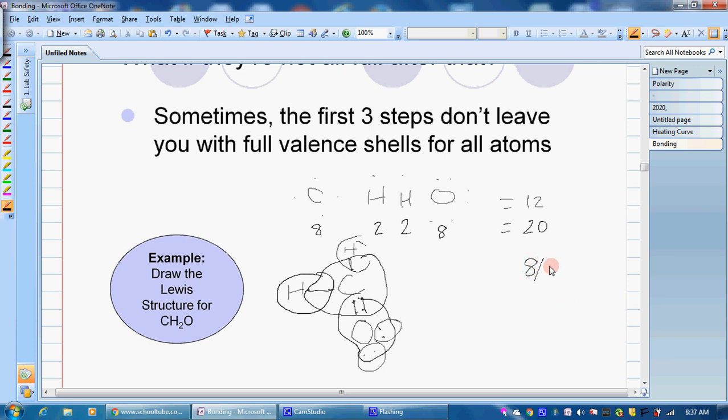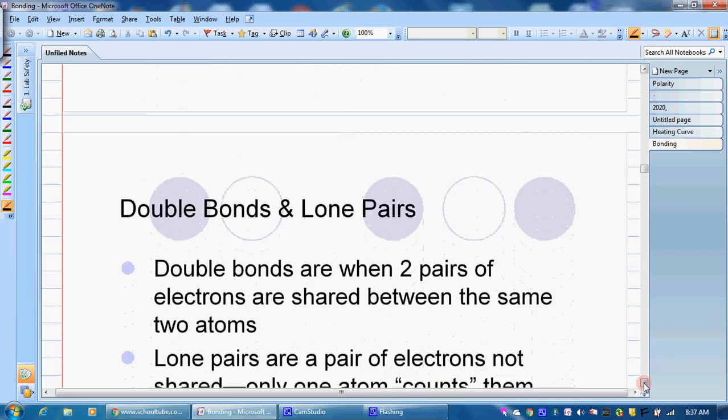And if you divide that by 2, because every single bond needs 2 electrons, see, 2 here, 2 here, 2 here, 2 here, that tells us how many bonds we need in our structure. And if you look here, we've got 1, 2, 3, 4 bonds. So sometimes that makes it a little bit easier. So we'll go through that and practice that a little bit more too.